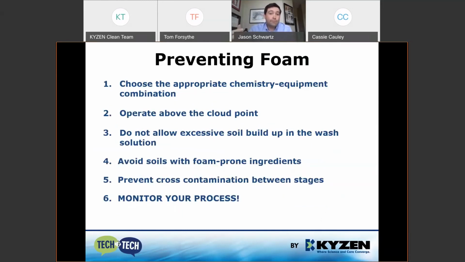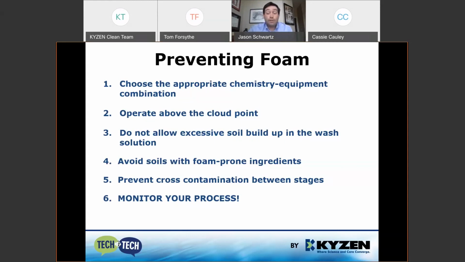The better way to deal with foam is to prevent it before it starts. In order to do that, work with your chemical supplier. Find the appropriate chemistry equipment combination for your process. The better understanding you have of your process, the better you're going to be able to prevent the foam. That means knowing if you're using a cloud point-based detergent. If you are, make sure you're operating above the cloud point. Don't allow excess soil to build up in the wash solution, and avoid soils with foam-prone ingredients as possible.